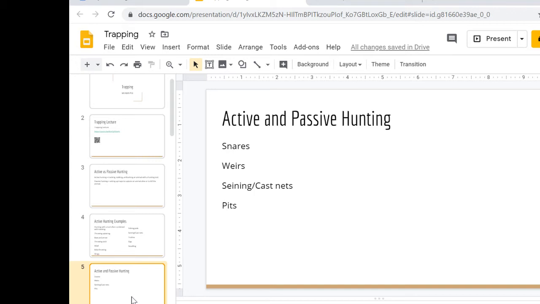Same thing with seines and cast nets. A seine can be set up on a river or a stream and just walk off, or you could walk down the stream and try to actively hunt with it.